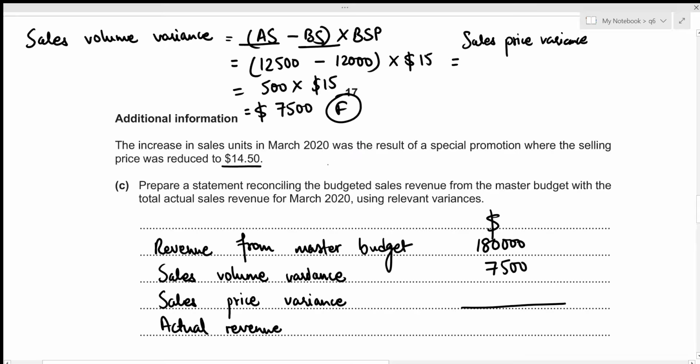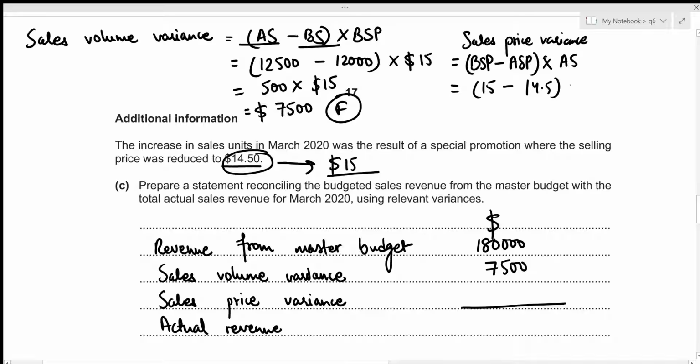Previously our budgeted sales price was 15 per unit, but we figured out that actually it was 14.50. And since the budgeted one is greater, that's going to be budgeted sales price per unit minus actual sales price per unit times the actual sales in units. So that's going to be budgeted sales price of 15 minus the actual sales price of 14.5 times the actual units sold, which is 12,500. So this is just going to be 0.5 times 12,500, which results in our sales price variance to be 6,250.